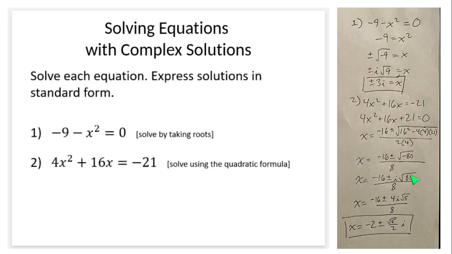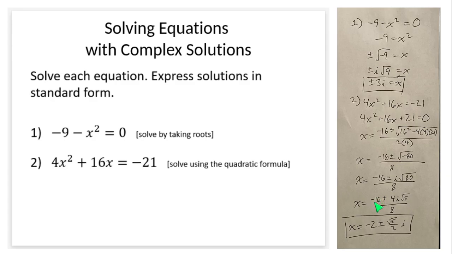Then I say 80 has a perfect square factor of 16. The square root of 16 is 4. And that's 4 times the square root of 5. 16 times 5 is 80. The square root of 16 is 4. The square root of 5 is, well, the square root of 5. Can't do much with that. Now I can reduce.